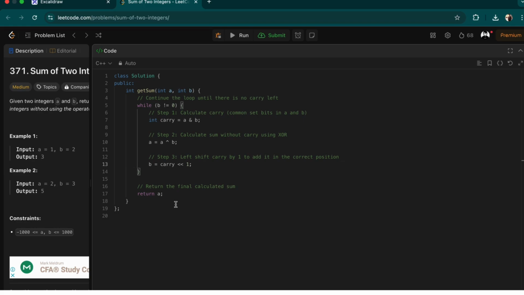It's very easy if you understood the approach we have used. So I hope this solution is clear to everyone.